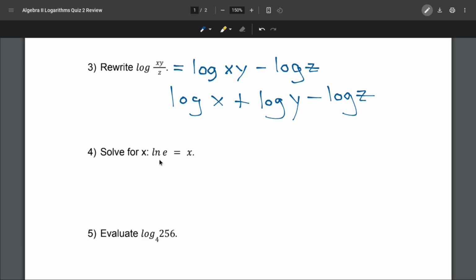Okay, next one. The natural log of e equals x. Well, this is log of the base, because the base of a natural log is e. E to the first power equals e. So the natural log of e is 1, so x equals 1.